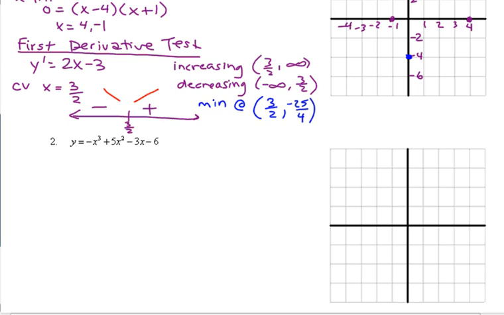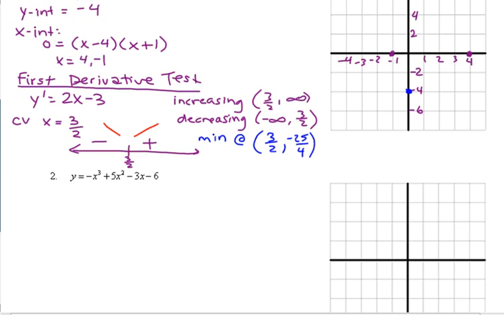Okay, so now let's finish plotting. We need to plot our minimum. What is -25 over 4 equal to? -6.25. And that's at 3 over 2. So like right there. So now we can sketch our function.